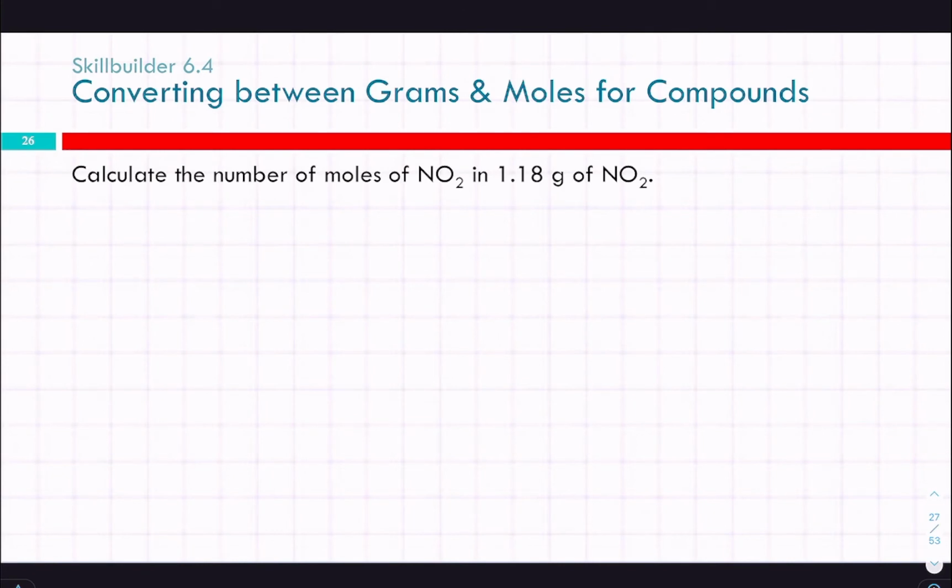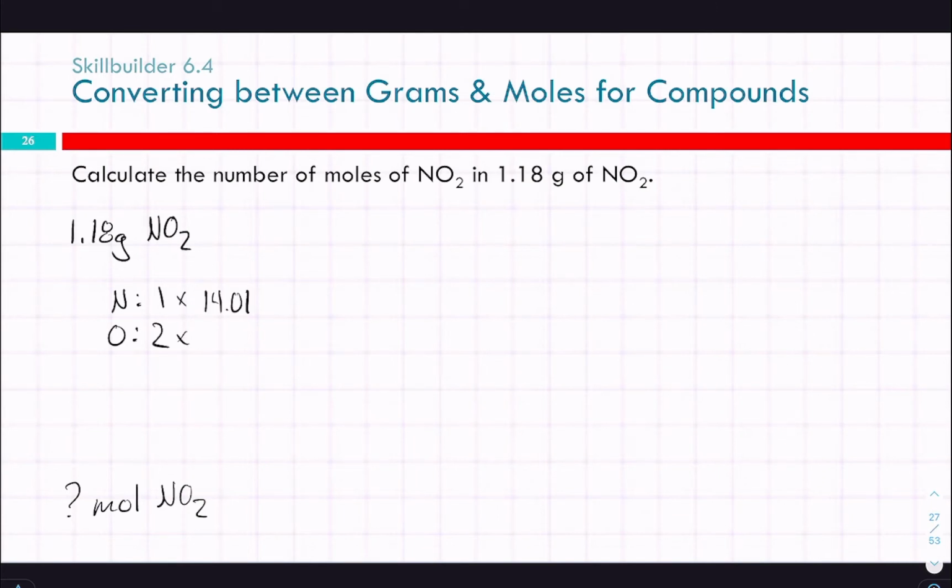So we'll do this again, now with nitrogen dioxide. We've got 1.18 grams of NO2. We have to calculate the molar mass, because again we're going from grams to moles. We want to know how many moles of nitrogen dioxide. So we have 1 nitrogen, 2 oxygens. Nitrogen is 14.01. Oxygen is 16. So 14.01 plus 32 is 46.01. Again, that's grams per mole nitrogen dioxide.